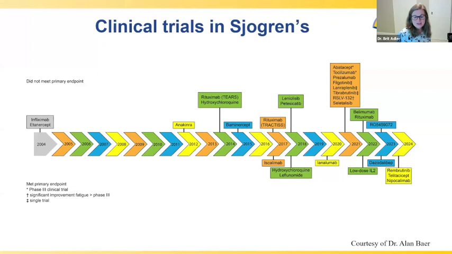We've gone for decades with very few clinical trials, and you can see that recently, over the past 5 years, there's a lot of interest in developing a drug for Sjögren's, and there are numerous trials ongoing right now. And so I'm very hopeful that in the near future, hopefully we will have a drug that is an FDA-approved disease-modifying therapy for Sjögren's.